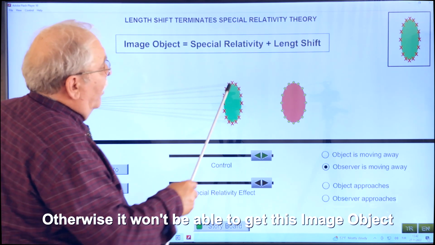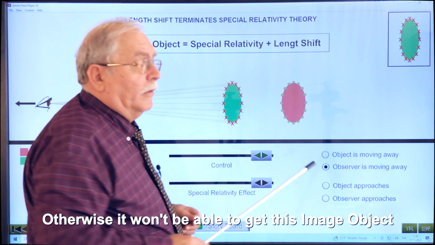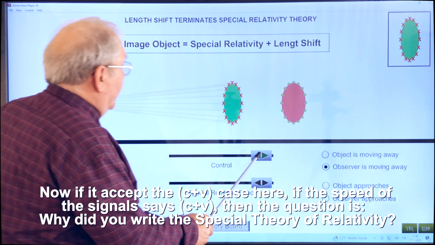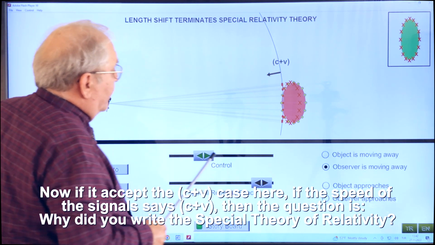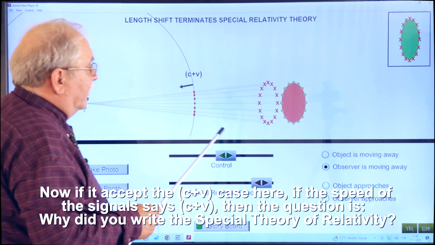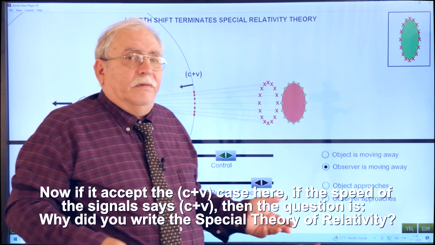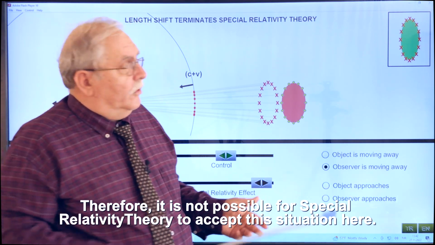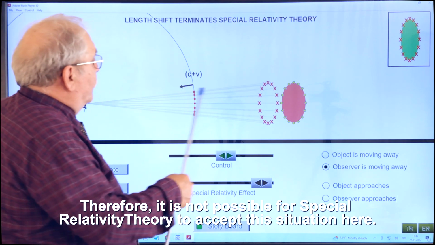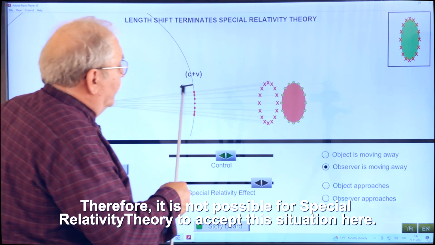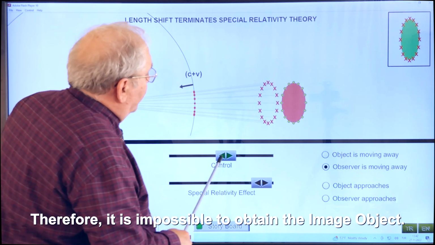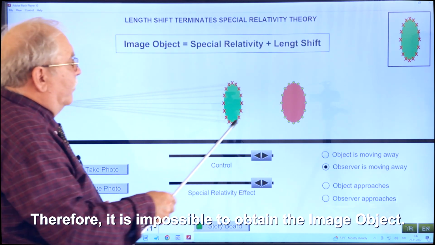Otherwise, it won't be able to get this image object. Now, if it accepts the c plus v case here, if the speed of the signals says c plus v, then the question is, why did you write the special theory of relativity? Therefore, it is not possible for special relativity theory to accept this situation here. Therefore, it is impossible to obtain an image object.